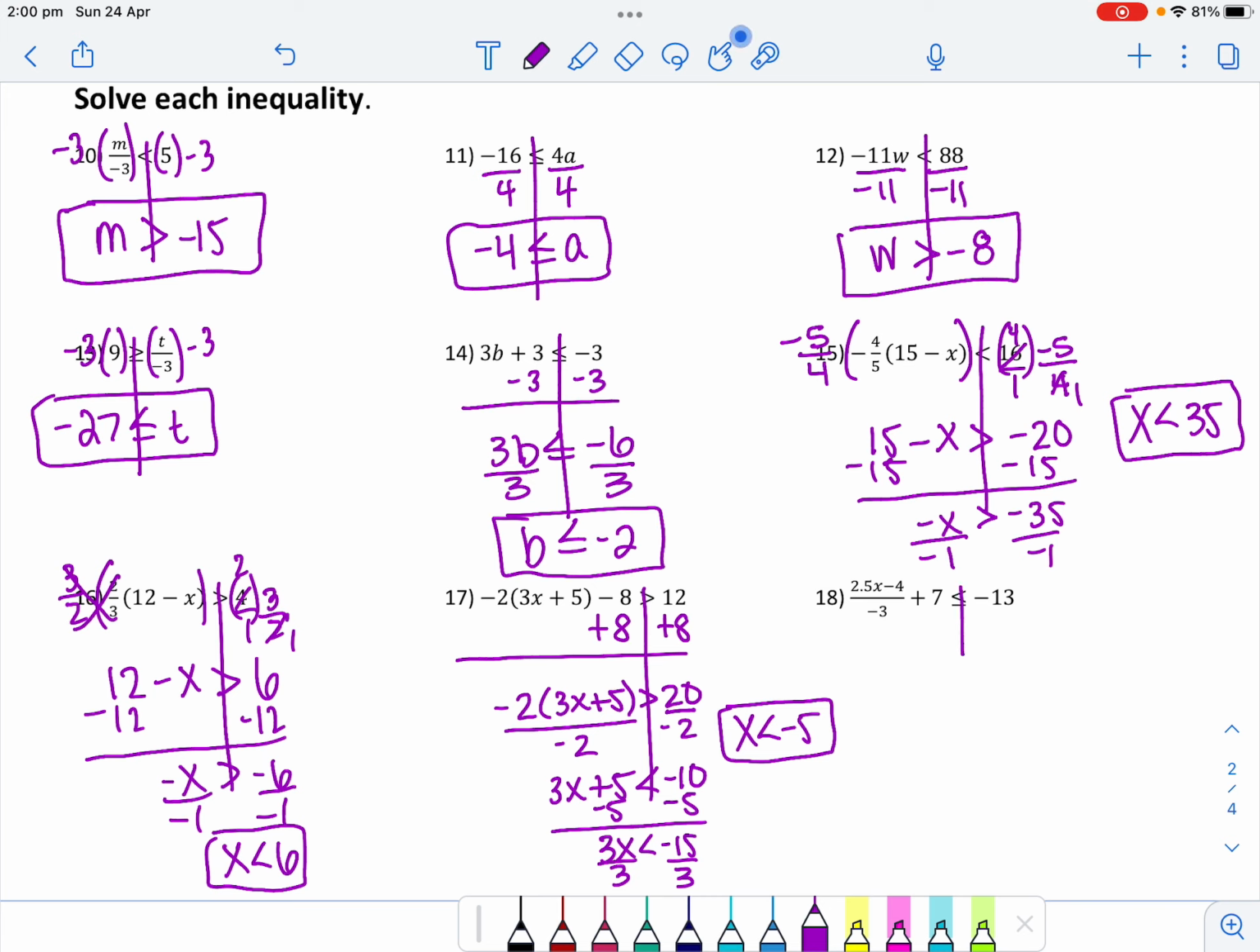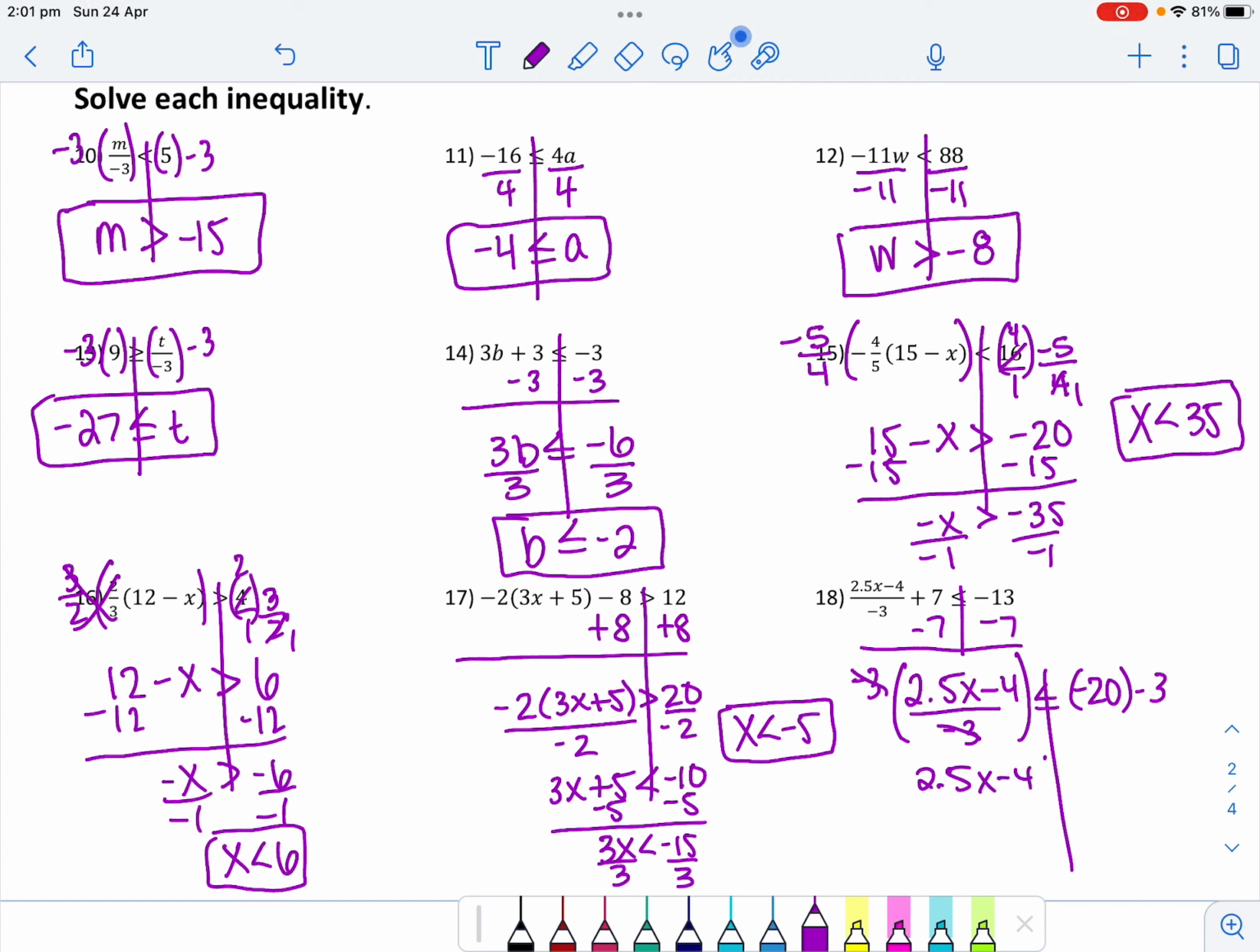Number 18, I'm going to do something very similar. I'm going to subtract 7 first. So 2.5x minus 4 over negative 3 is less than or equal to negative 20. Then I'm going to multiply to get rid of this fraction. So negative 3 on both sides. So these cancel. So 2.5x minus 4 is greater than or equal to 60. Then I'm going to add 4 to both sides. So 2.5x is greater than or equal to 64. I divide by 2.5.